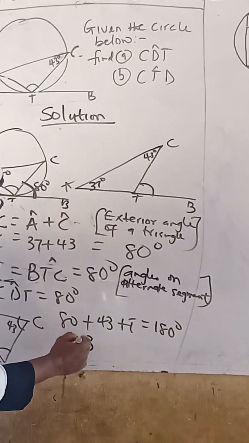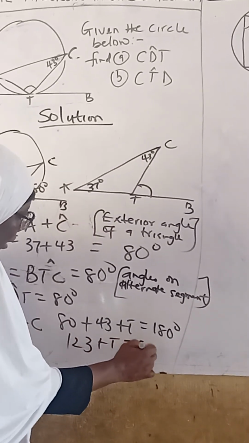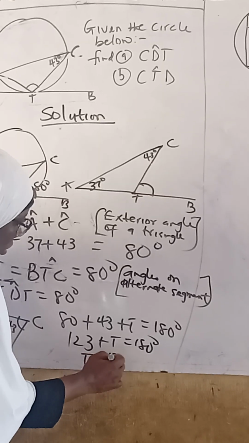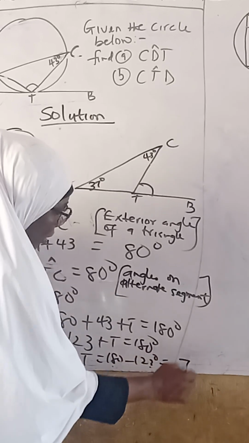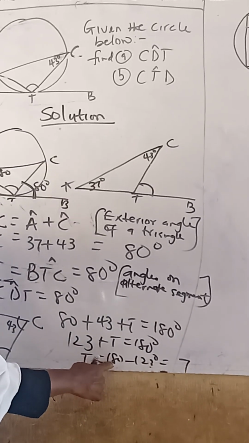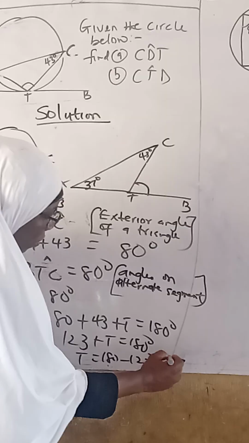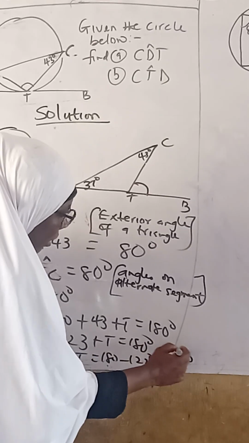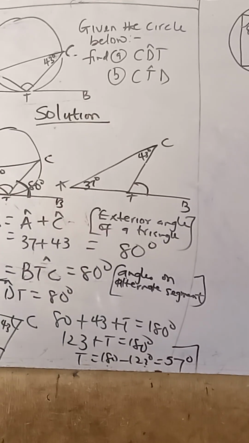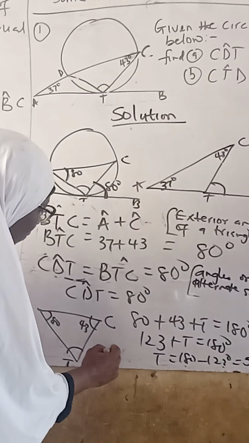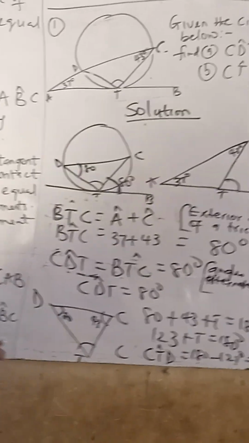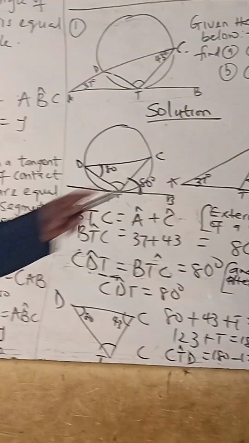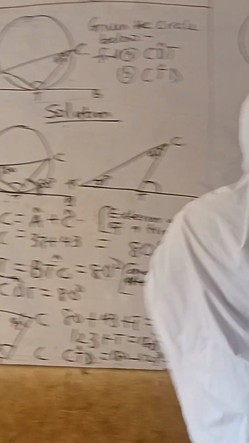So that is 3, 123 plus T is 180 degree. T is 180 minus 123 degree. 3 from 10, that is 7. Remainder 7 here. 7 minus 2, 5. 1 minus 1 is 0. So our answer, which is for CTD, is 57 degree. I'll take one more theorem before we round up on this.